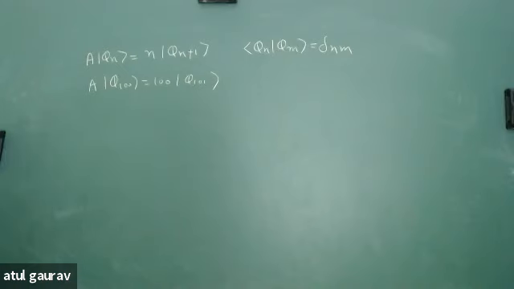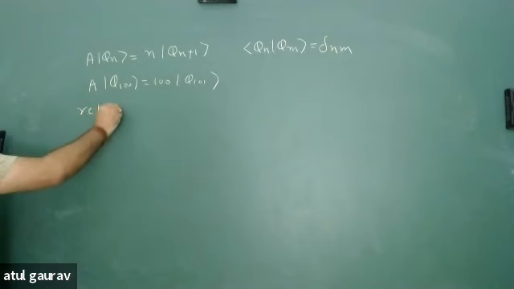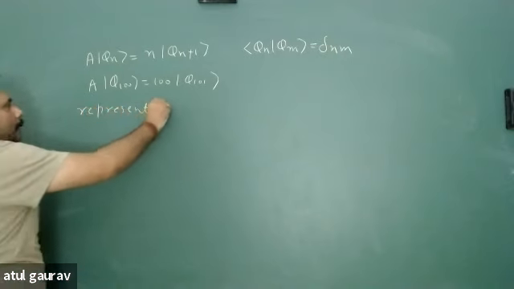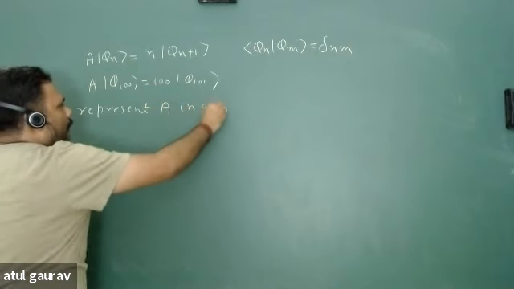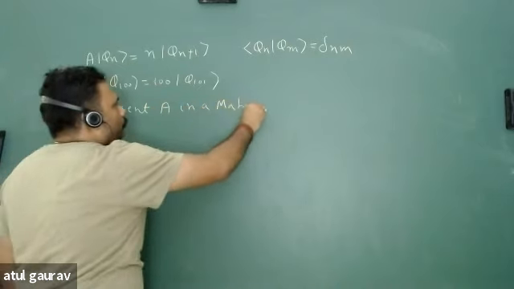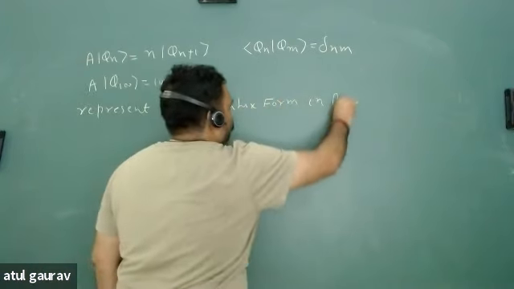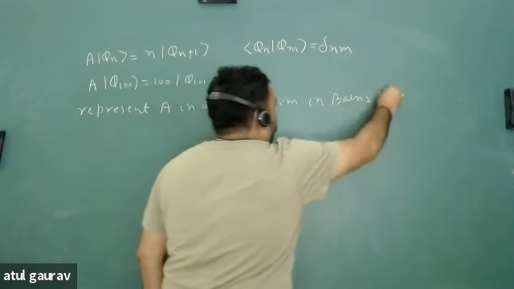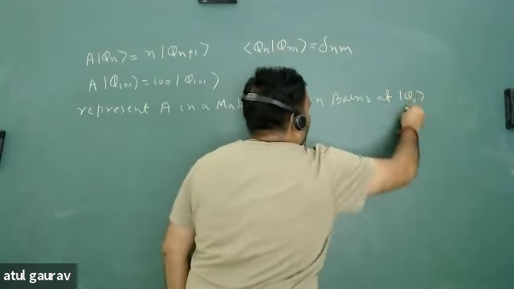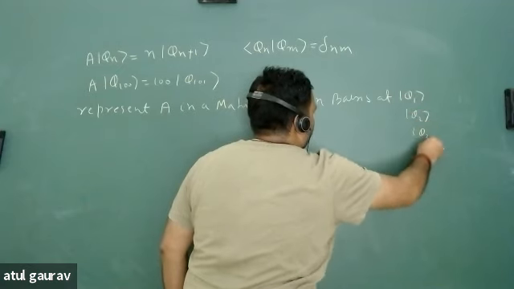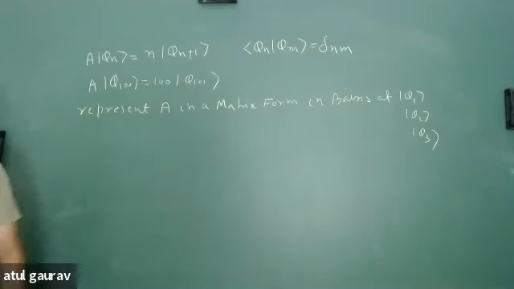which means they are orthonormal. What I want is to represent the operator A in matrix form in the basis of phi 1, phi 2 and phi 3. I just want to represent a 3 cross 3 matrix. It can go to infinity, but for practical purposes I just want to represent A in a particular basis.